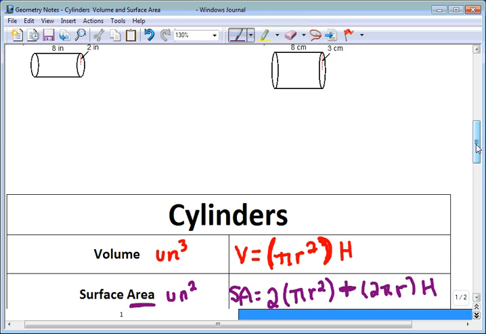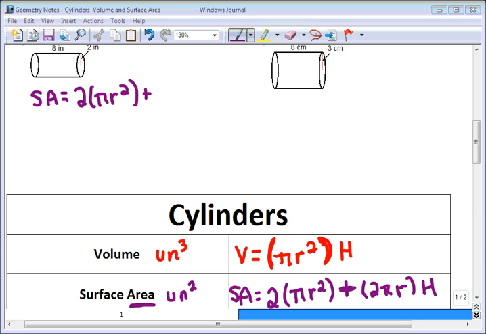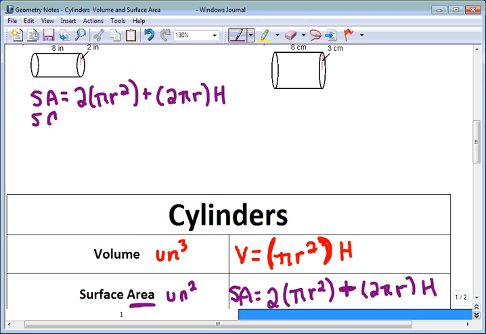Okay, so for our first cylinder, we have 2 times pi r squared plus 2 pi r times the height of our entire cylinder. So our radius is 2. I'm going to square that 2. The height of our entire cylinder is 8 inches.